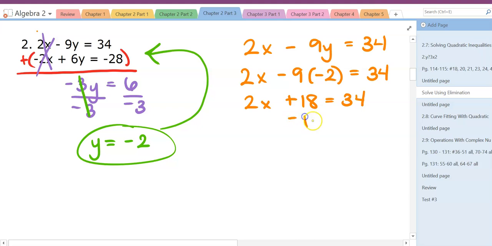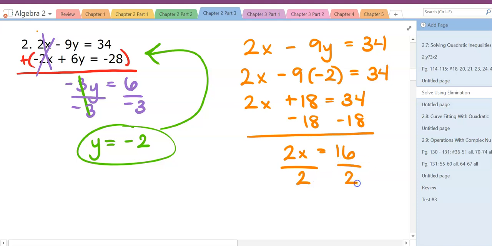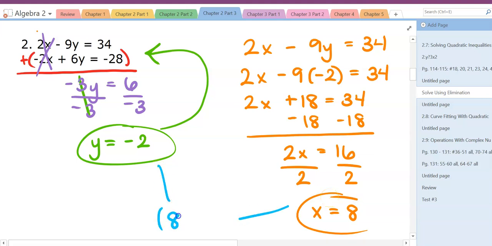Then I'm going to subtract 18 from 34. So I have 2x equals 16. Divide by 2. X is going to come out to be an 8. So again, writing it as an ordered pair would say 8, negative 2.